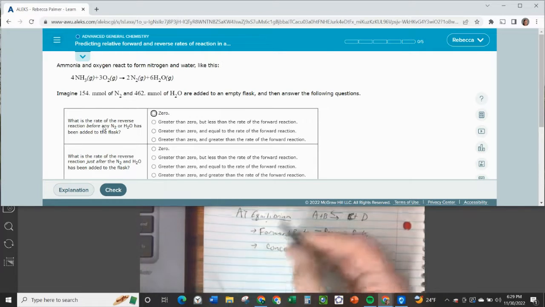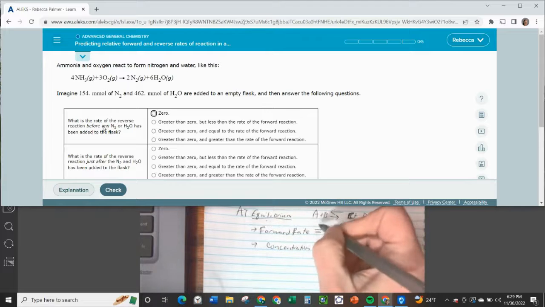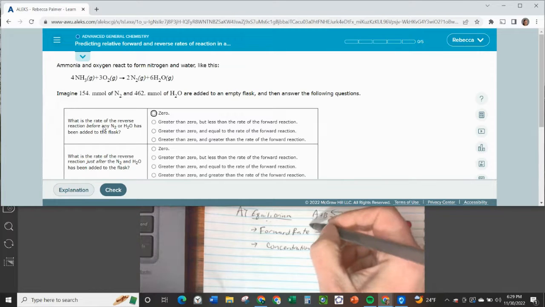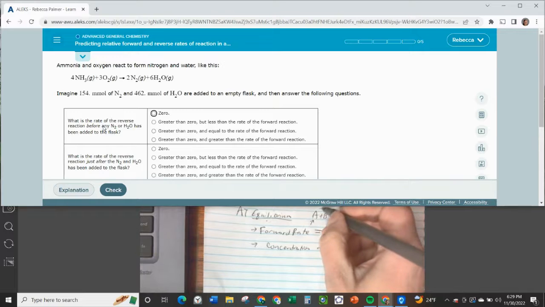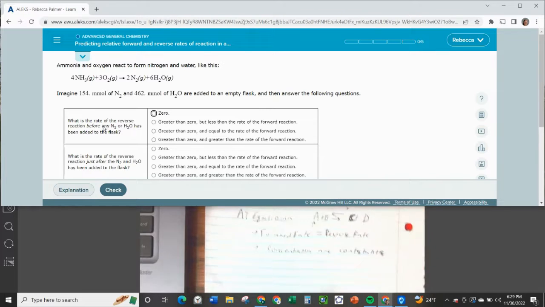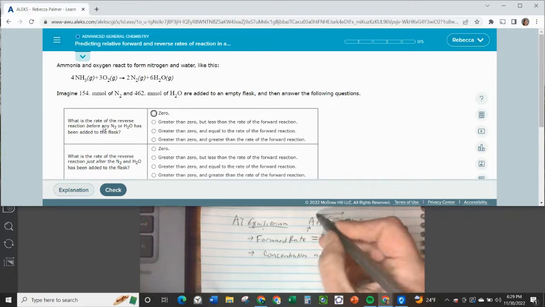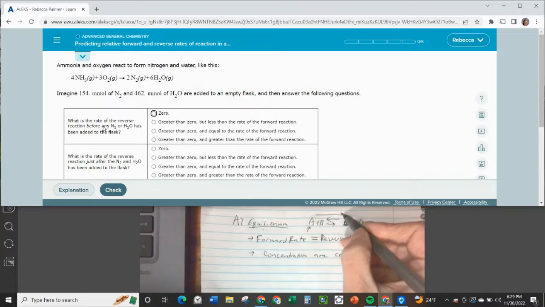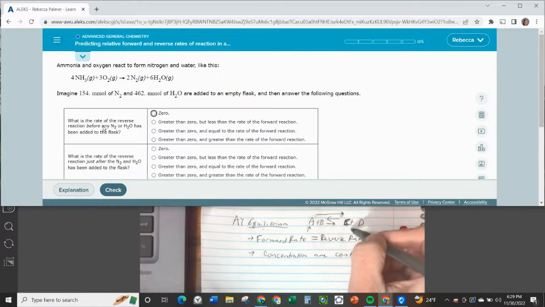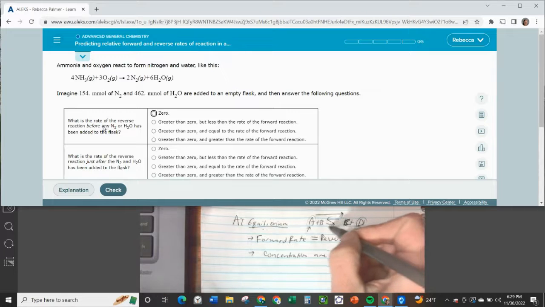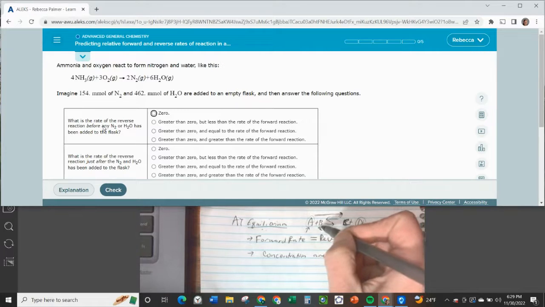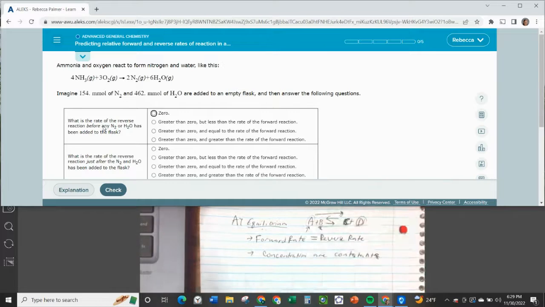If we disrupt an equilibrium, if we add more A all of a sudden, that's going to shift the equilibrium away from A. By disturbing the equilibrium by adding A, you can push the equilibrium away, so then the forward rate goes faster. If you add more product, that's going to push the reaction away from the products, towards the reactants.